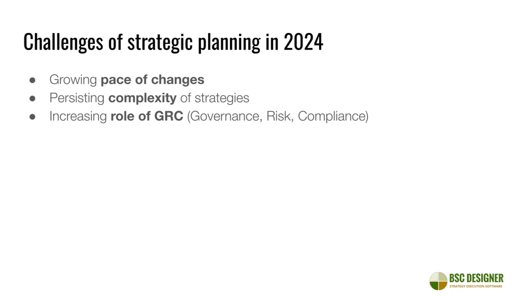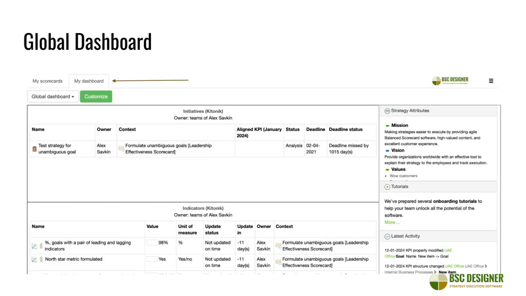Let me show you how BSC Designer has been improved to support your team in these challenging times. Let's start with the strategy workspace. We introduced a new tab called My Dashboard. When switching to this tab, the software scans all the scorecards in your account to find the goals, KPIs, and initiatives where you are involved as an owner and shows you the results on these dashboards.